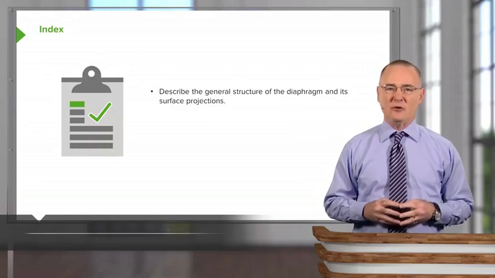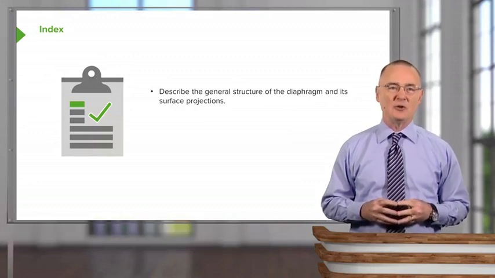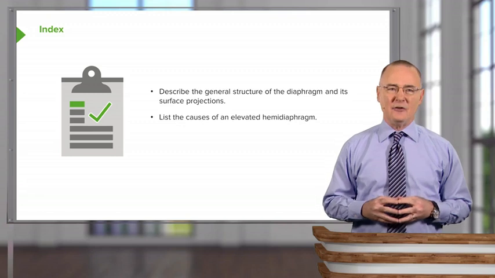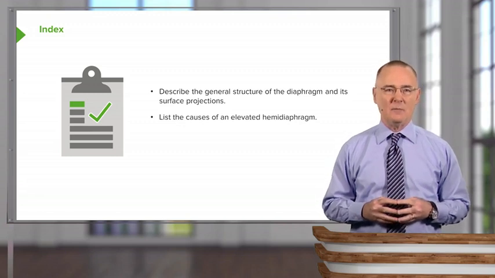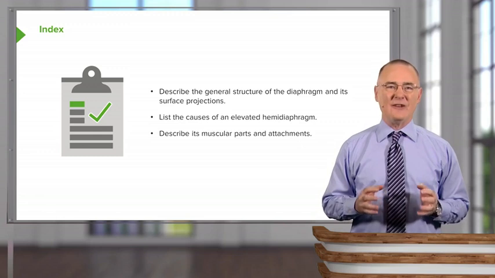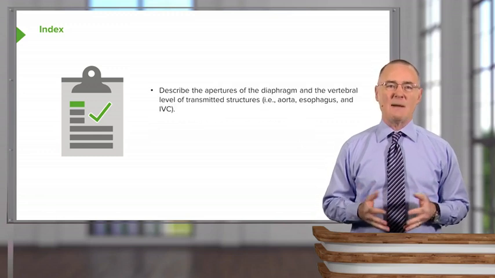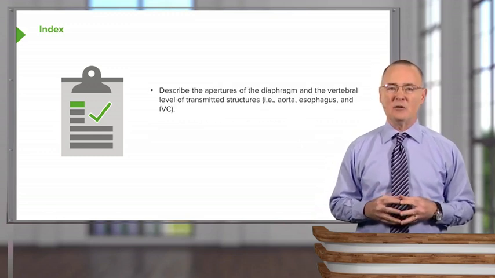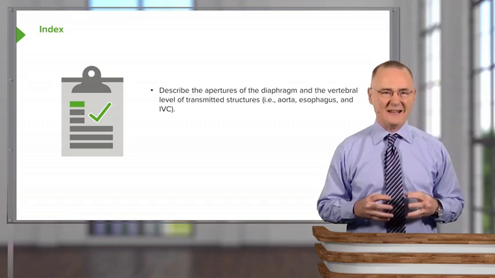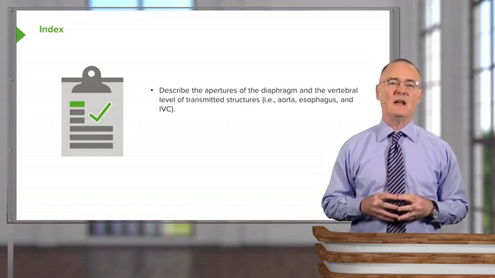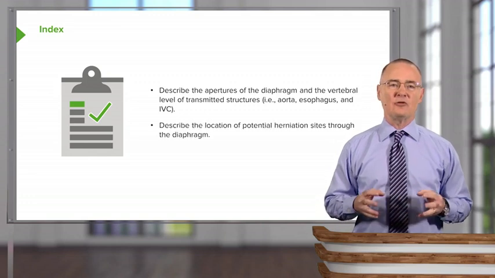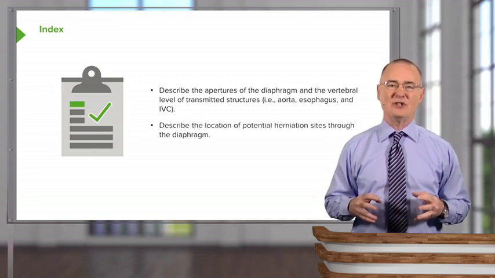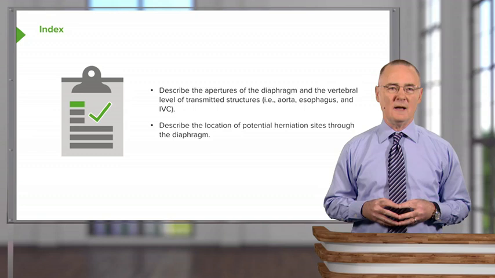1, describe the general structure of the diaphragm and its surface projections. List the causes of an elevated hemidiaphragm. Describe its muscular parts and attachments. Describe the apertures of the diaphragm and the vertebral level of transmitted structures, that is, aorta, esophagus, and inferior vena cava. Describe the location of potential herniation sites through the diaphragm.